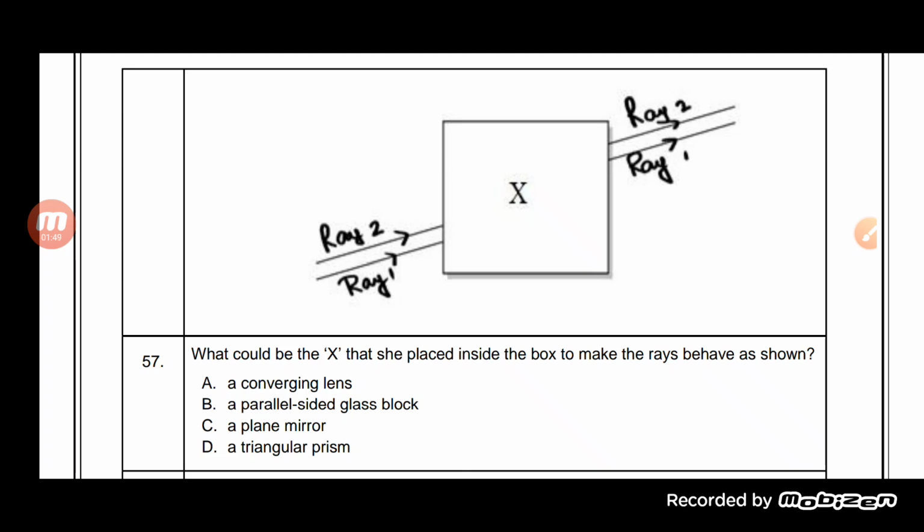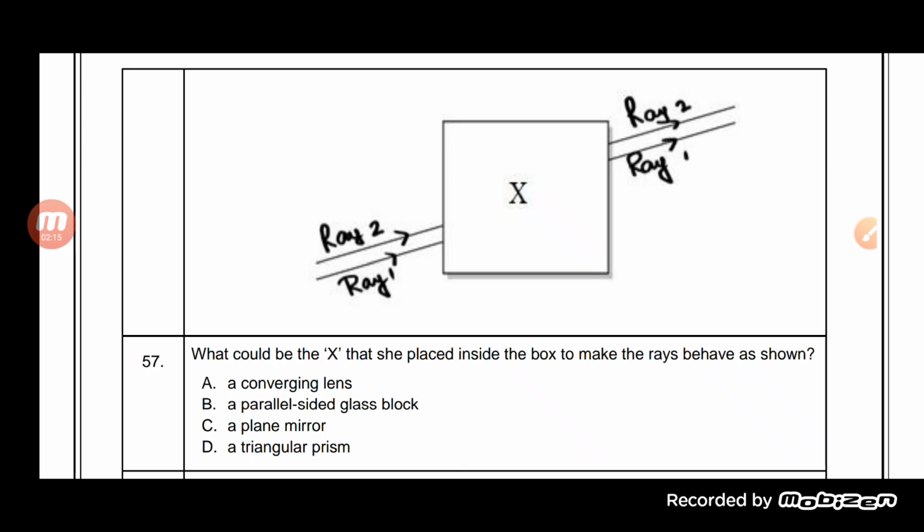What could be X that she placed inside the box to make the rays behave as shown? So what could be the X, students? See, a converging lens is there, a parallel side glass block, a plane mirror, and a triangular prism is there. So it is actually a glass slab. Glass slab is what? A parallel side glass block. Okay, that is the glass slab.